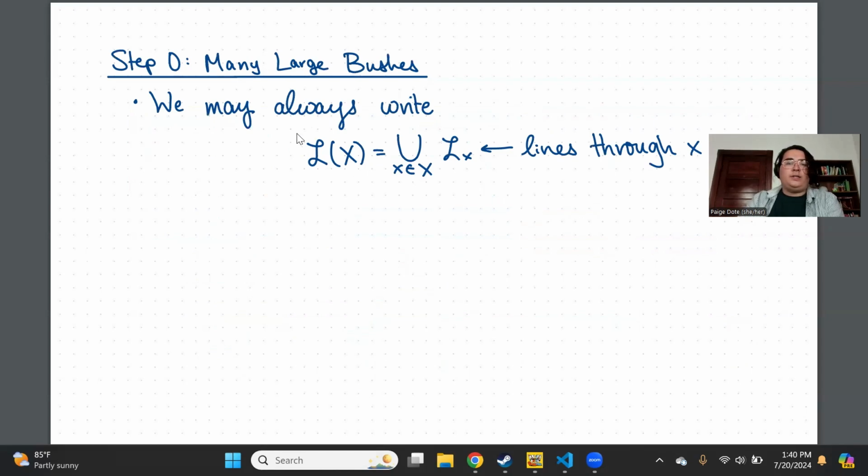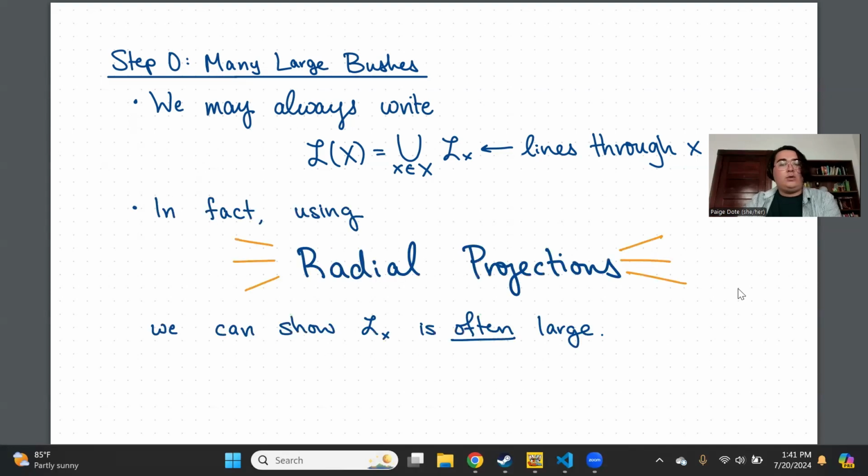Initially, we can always write that the set of all lines spanned by X is a union of lines through individual points in your set X, i.e. we're going to write it as a union over points x in X of the set of lines that pass through x that are contained in the lines spanned by X. It's quite a mouthful, but the idea is that we're just decomposing my set of all possible lines into lines through specific points. And the idea is that using radial projections, we can show that the set of lines through any particular point is often quite large for many of the points in X. So let's see how this works.